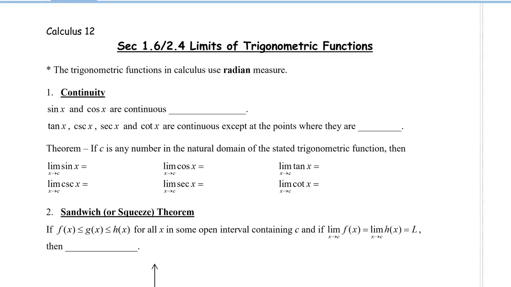In this video, we're going to take a look at the sandwich or the squeeze theorem to see how we can find the limit of a special sine x expression. To start, make sure that when we're looking at trigonometric functions in calculus, we use radian measures. And for continuity, remember that sine x and cos x are continuous everywhere.